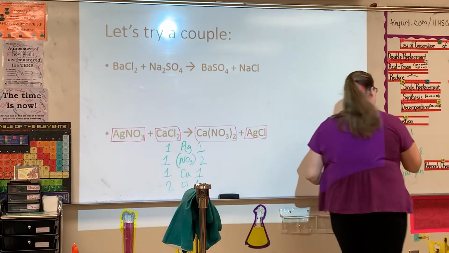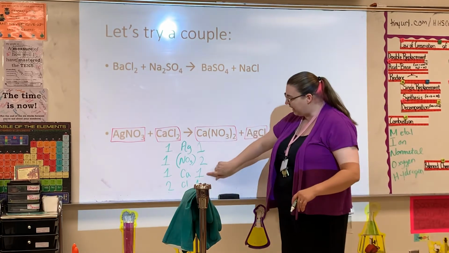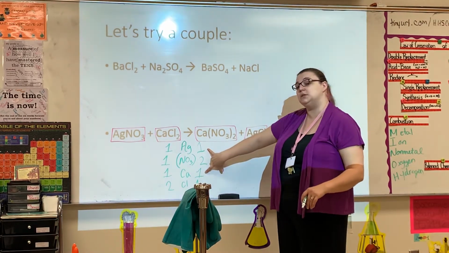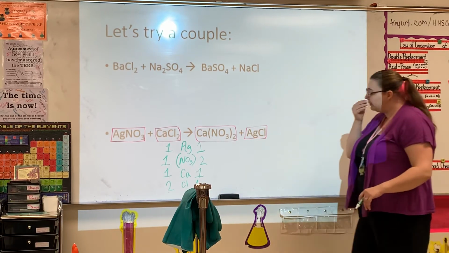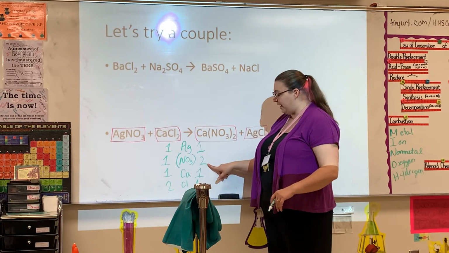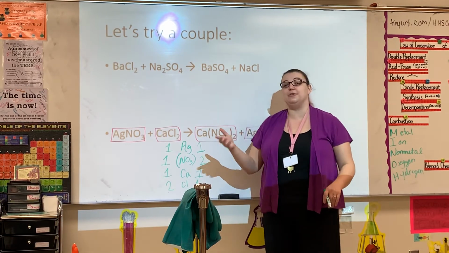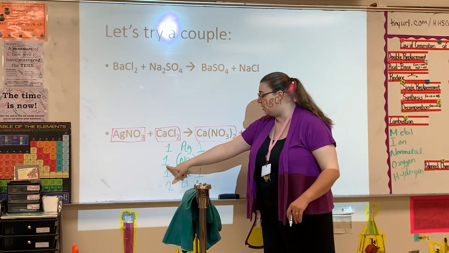So going back to the equation, starting with the metals, we have silver and we have calcium. Both of those are already balanced, so we don't need to do a metal. The next one is ion. So we're going to go to the NO3 ion. There's 1 on the left and 2 on the right. So we need a multiplier for the 1. 1 times 2 would be 2, so we're going to use a 2 coefficient.